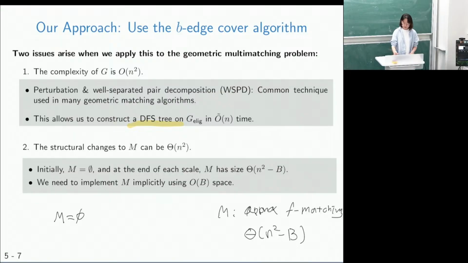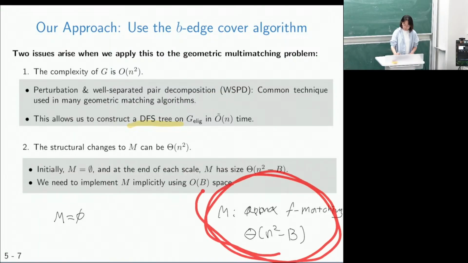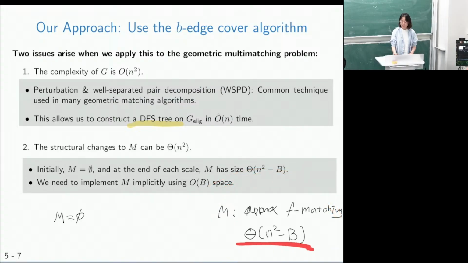And moreover, to represent M, we need quadratic space. So our solution is to represent M implicitly using order B space. And then we design an algorithm to update M in total order of B time.